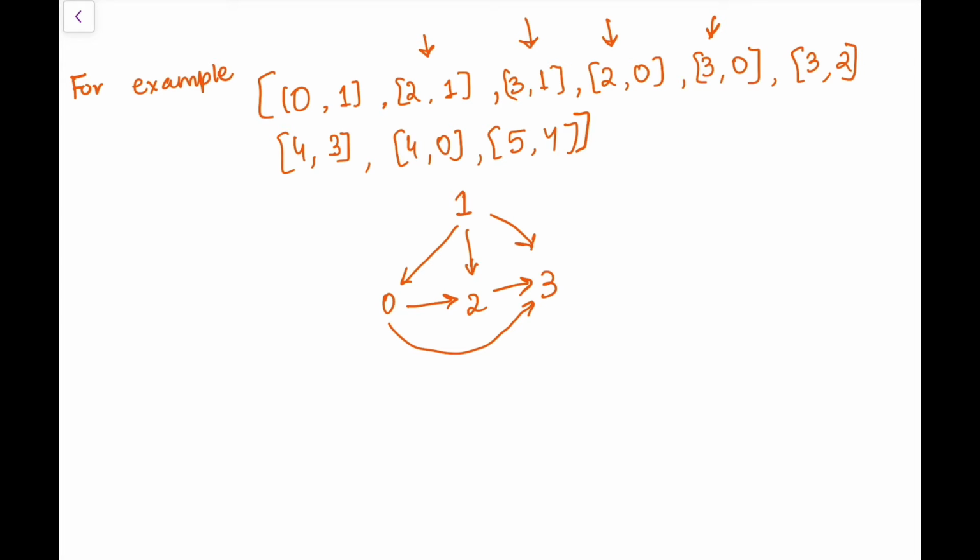And then there is another course, 4, which has a prerequisite of 3. 4 also depends on 0, so let's mark it like this. And 5 is another course which has a prerequisite of 4. So this is the acyclic graph that is made.